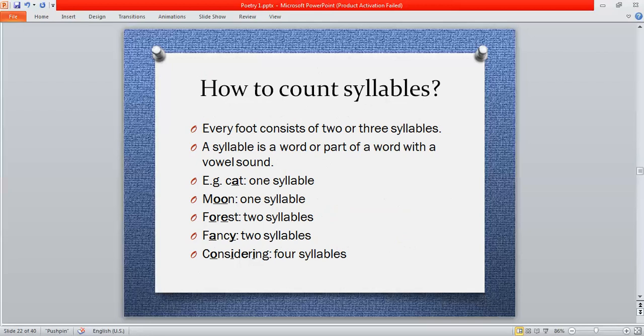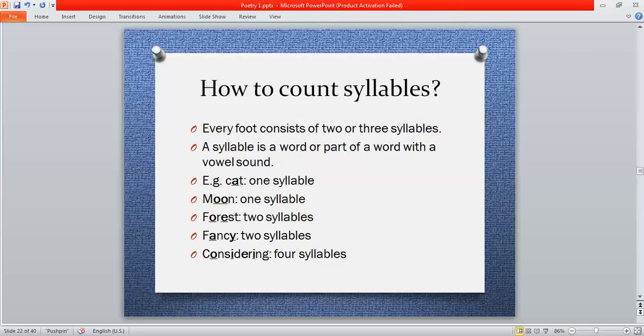By a syllable, we mean a word if it's a short word, or part of a word if it's a long word, with a vowel sound at its center. يبقى the condition of having a syllable, having a vowel sound. For example, the word cat consists of one syllable. Why? Because it has one vowel sound at its center.